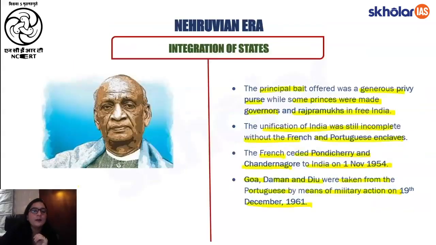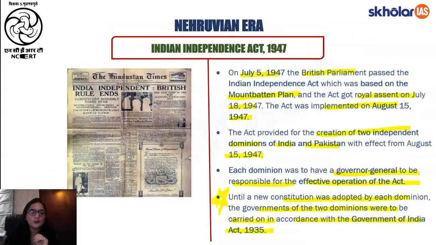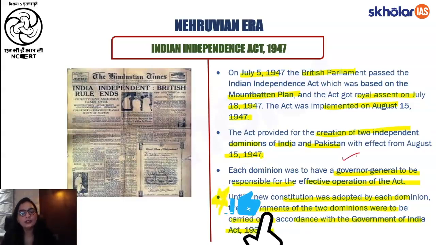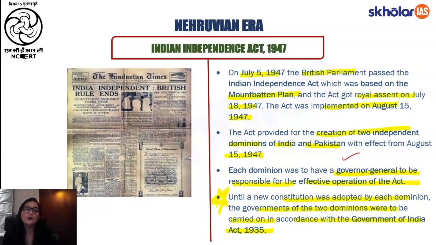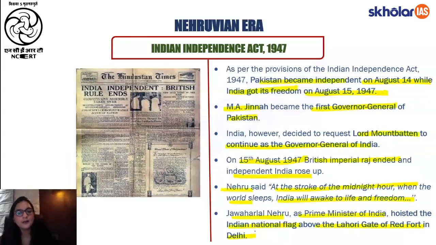Okay, so students, with this we have completed our discussion on this particular lecture. Let's take a quick recap of what we have done as a part of the Nehruvian era. So students, basically we had started by understanding the important points pertaining to the Indian Independence Act 1947, wherein we had understood that each of the dominions was to have a governor general with respect to the process of independence. Already we knew that there were two dominions that needed to be created, that is India and Pakistan. Apart from this, another important point that we had read is that both of these dominions were to be carried out in accordance with the Government of India Act 1935 until the new constitutions were adopted.